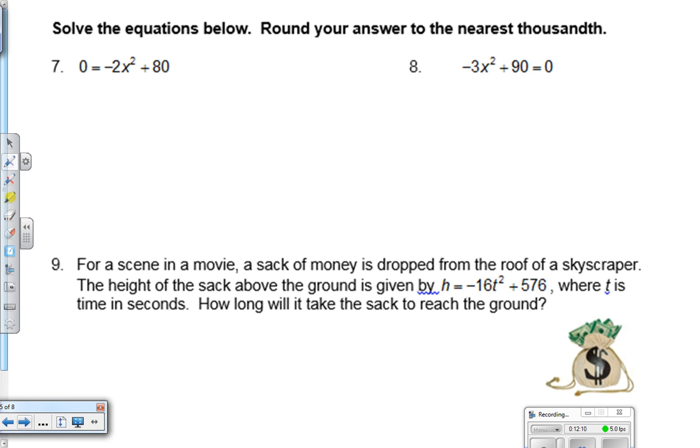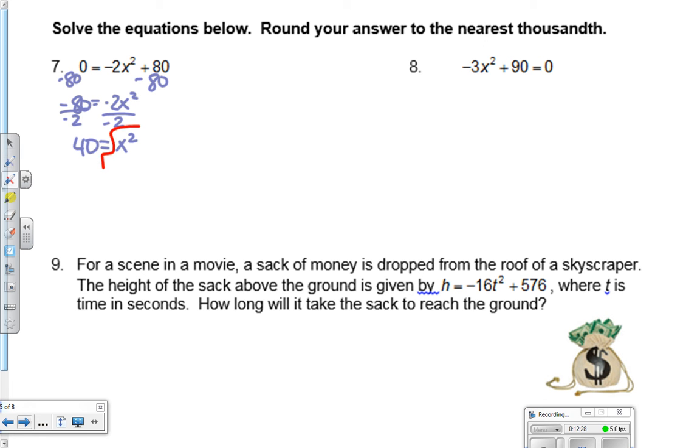So let's keep trucking. All right, these two are where your calculator is going to really come into play. We're just going to solve them like normal. So I'm going to subtract 80 on both sides. So negative 80 equals negative 2x squared. Divide by negative 2 on both sides. 40 equals x squared.